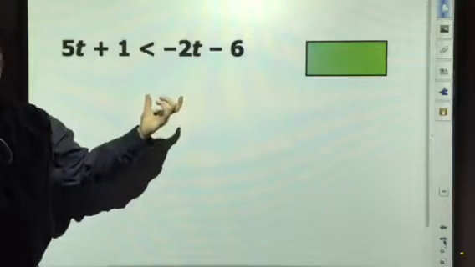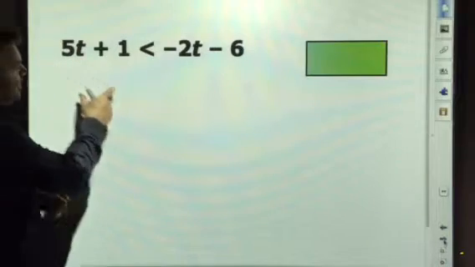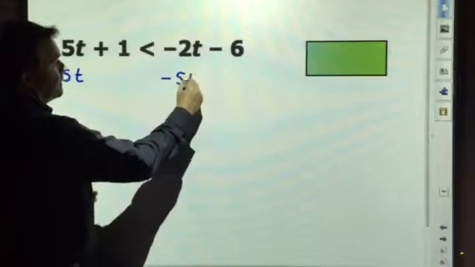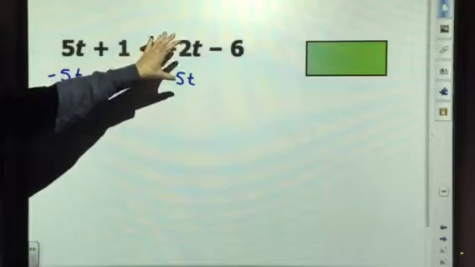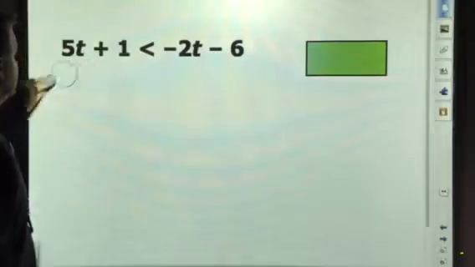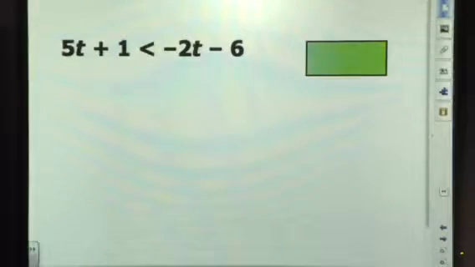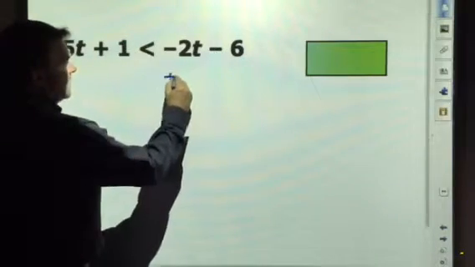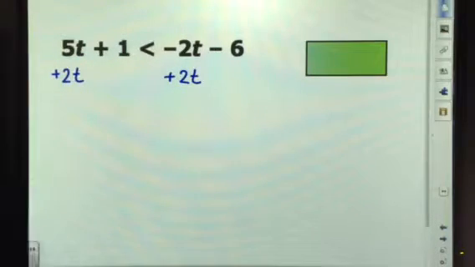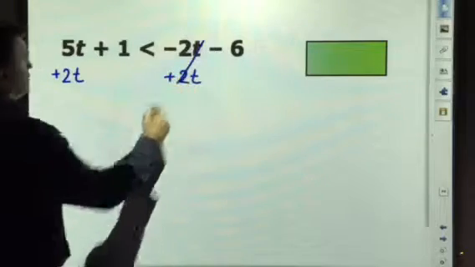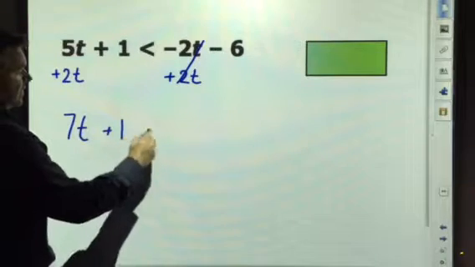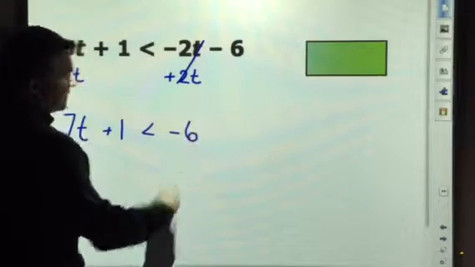Okay, for me, I can think ahead and say, all right, if I brought this 5t over here, I'm going to be minusing 5t on both sides. Minusing 5t, minusing 5t. When I combine those, I'll get a very big negative. I would not choose to do it that way. I like to keep my variable positive. So I'm going to choose to add 2t to both sides. These will cancel out. And I'm left with 7t plus 1 is less than negative 6.